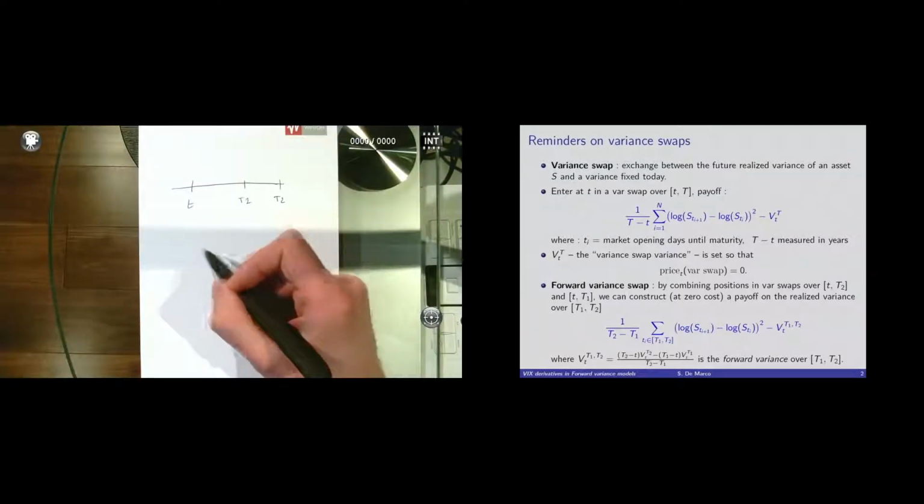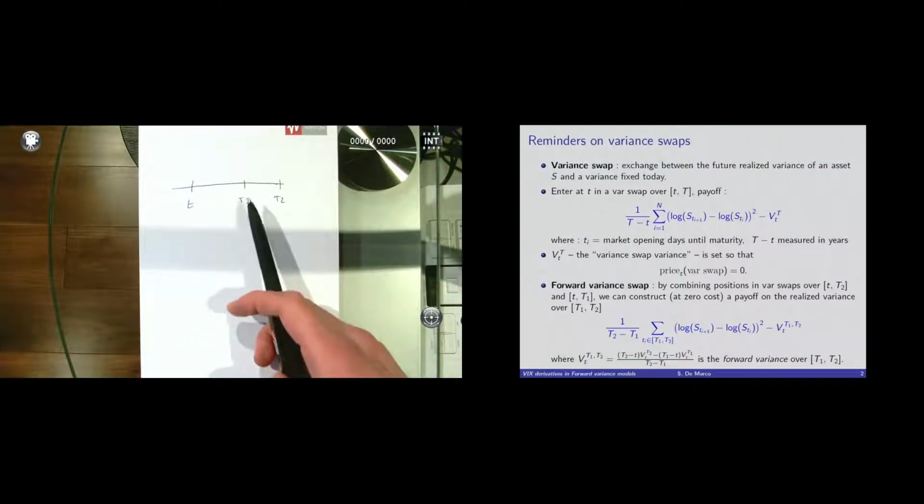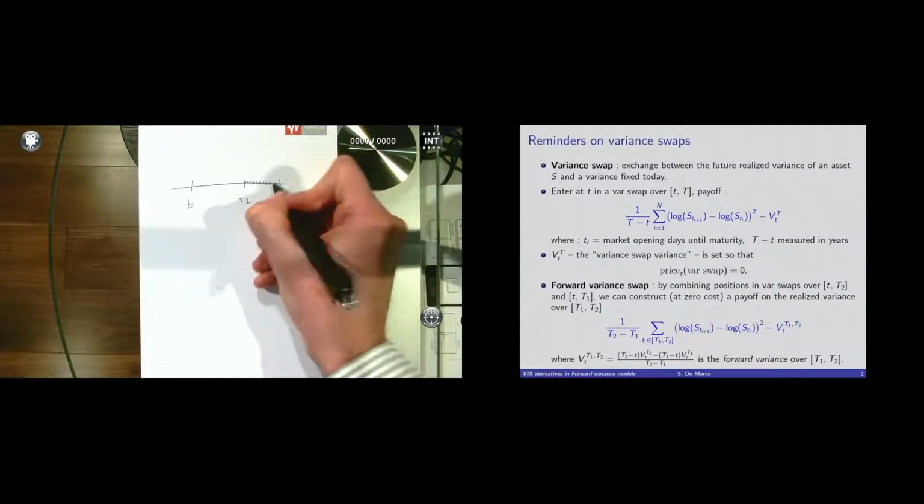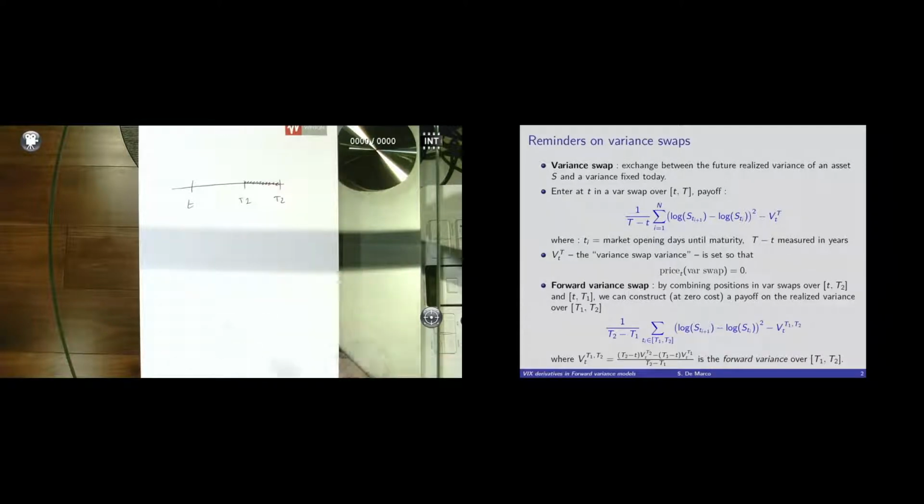And the question is, can we build a derivative that depends on the realized variance of this asset over the future interval T1 and T2, okay? And the answer is yes. Why? Because realized variances are additive, right? So take the variance swap over this interval, okay? It will accumulate the square increments of the log of S over this time interval.